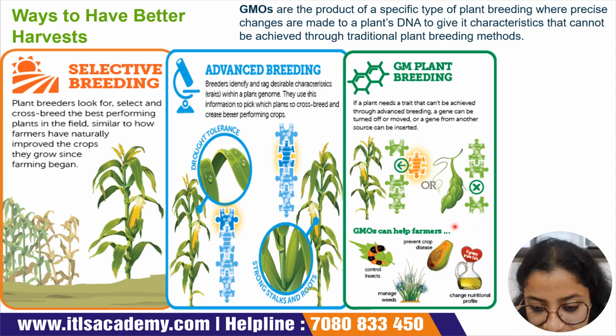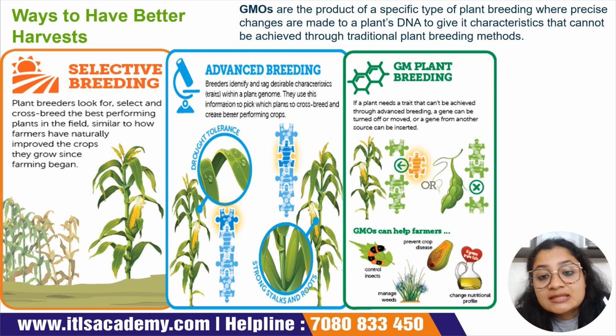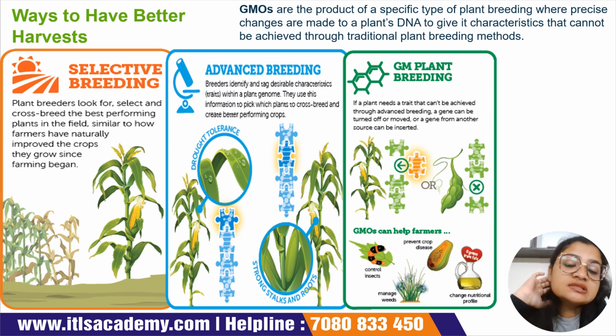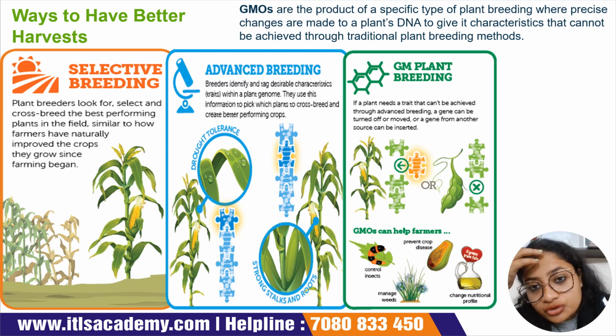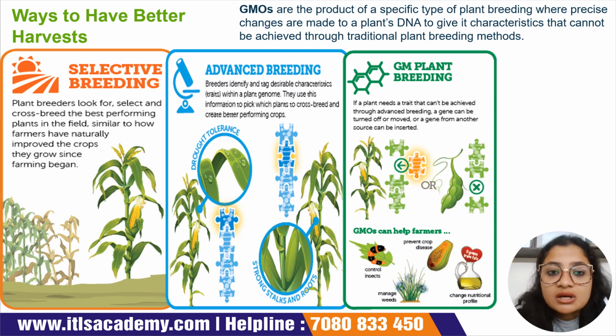Okay, so as a result of GM breeding, it can help the farmers to have increased or changed nutritional value, to prevent various crop diseases, to manage the yield, and also to combat different insects without applying insecticides and pesticides, because these insecticides and pesticides have different side effects. So the best possible way would be if we can do away with these insecticides and pesticides, which can be achieved by GM breeding.